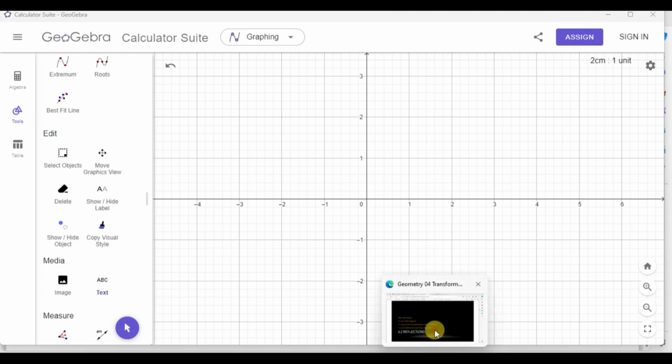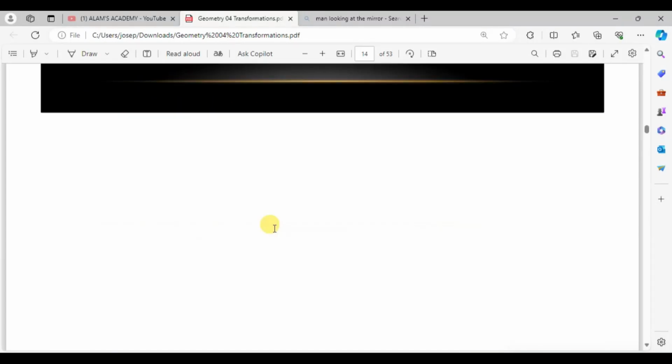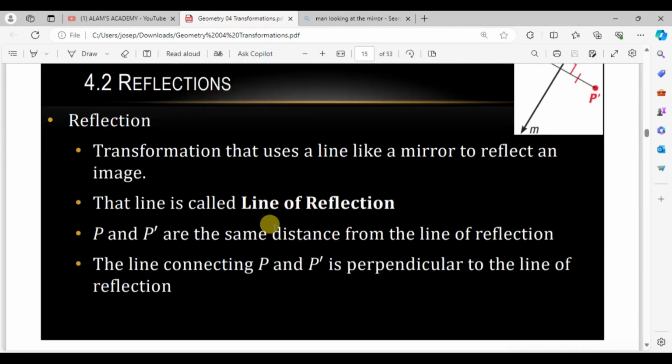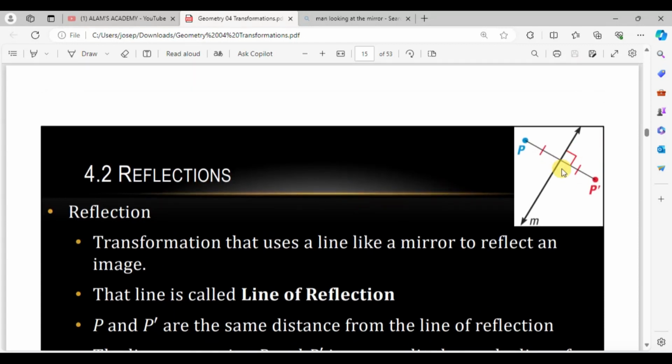Now we shall look at some few things. Now let's consider this note. Reflection is an example of, or is a part of the transformation that uses a line like a mirror to reflect an image or an object. That line is called the line of reflection. So you can see this here. For instance, this is the point P, and the image here as P1 or P prime is the image. Now this line is what we call the reflection line.